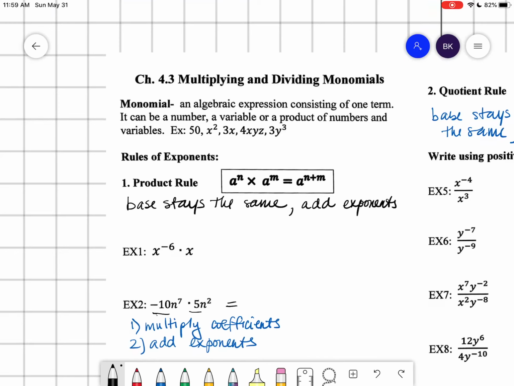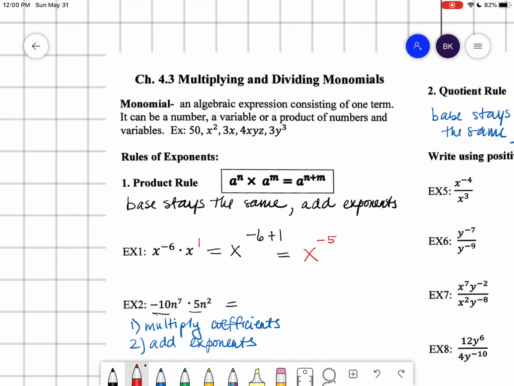So in the first example, x to the negative 6 times x. I see x, which is the same base, and also please notice that it's x to what power? I'm going to write that in, x to the first power. So we're going to keep our x the same and add the exponents. Negative 6 plus 1 equals negative 5. So we're keeping the base the same.